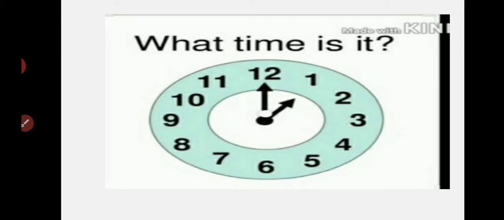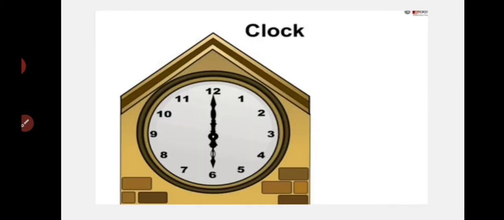Again, you can see the long hand is at 12 and the short hand is at 1. So what time is it? It is 1 o'clock. Again, you can see the long hand is at 12 and the short hand is at 6. Now what is the time? It is 6 o'clock. Now you have learnt how to read o'clock time.